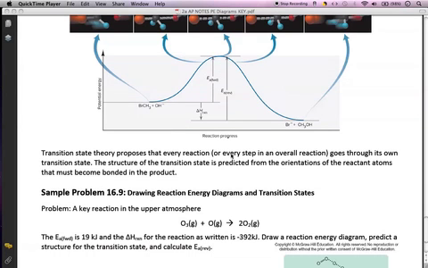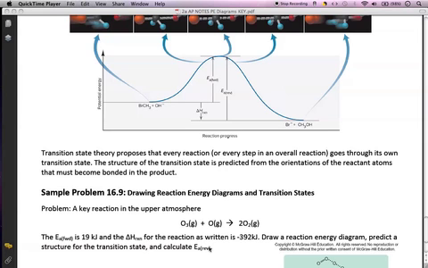One question in the textbook that I think is a good one to look at is sample problem 16.9, where it has you draw a reaction energy diagram and transition state. So it's talking about a reaction between O3 and an oxygen atom to make 2 diatomic molecules of oxygen. It tells you that the activation energy of the forward reaction is 19, that the delta H for the reaction as written is negative 392 kilojoules. It wants you to depict this and also predict a structure for what you think the transition state might look like.